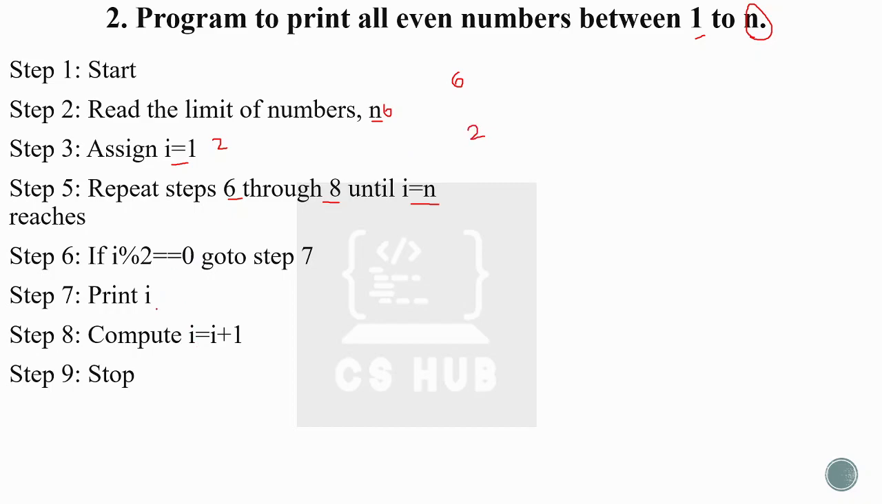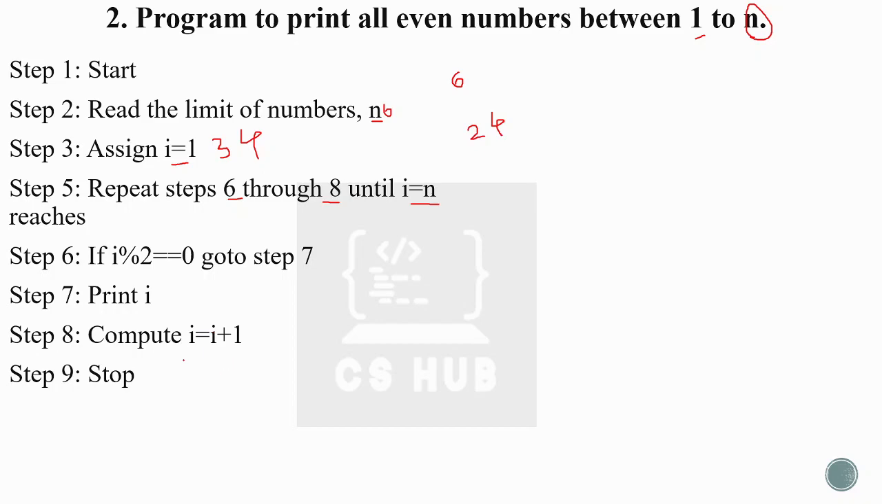Then again I gets incremented. So I value is 3. Then 3 % 2 equal to 0? No. So we skip this step and again increment. So our I becomes 4. Then again 4 % 2 equal to 0. That's right. So print 4.